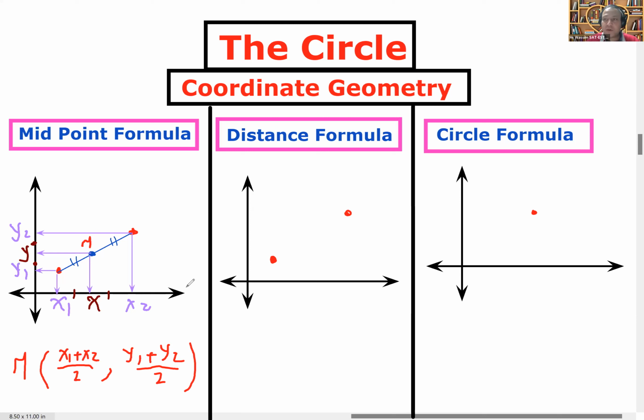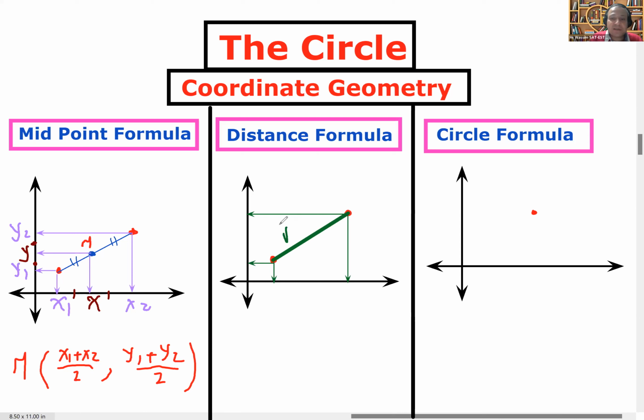So x1 plus x2 over 2, y1 plus y2 over 2. Now, distance formula. Now you are big enough to understand from where we deduced the distance formula. You know the rule, but from where we got the rule, let's see. As it is a coordinate system, every point has x and y. So it's also x1, y1, and x2, y2. But here I need to find the distance between them. I'm going to name it D, for distance.